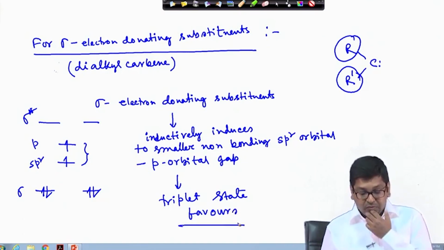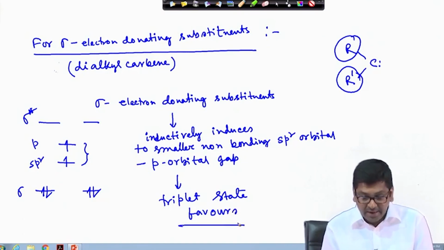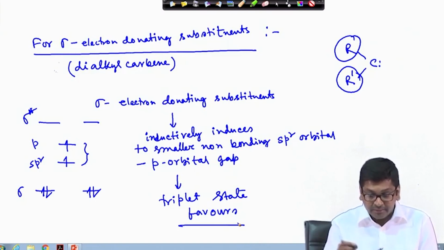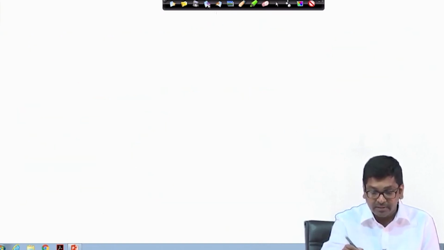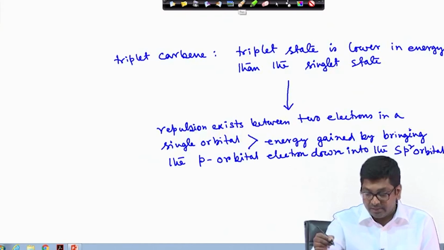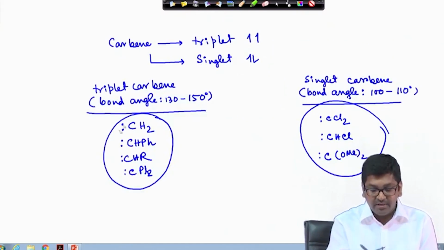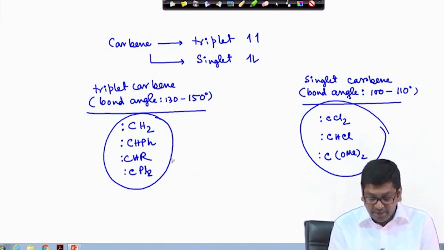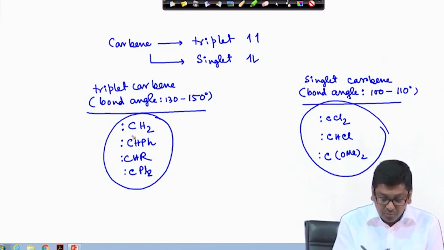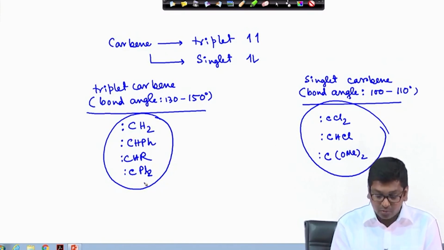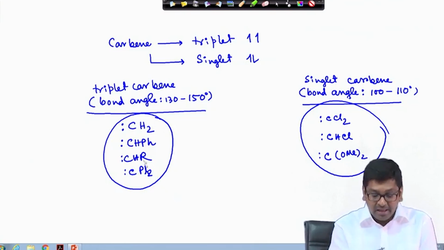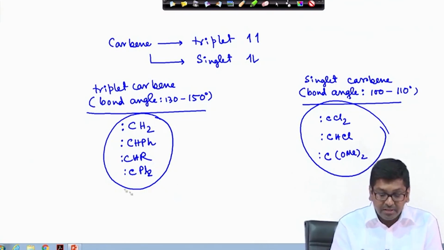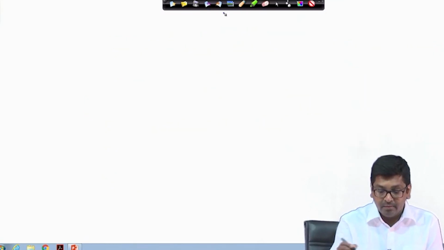Okay. If you see in our previous slide, we have shown examples like this. Here, the triplet carbenes are the parent carbene CH2, CHPh, or carbenes having alkyl groups. Those actually stay as triplet carbenes. Okay.